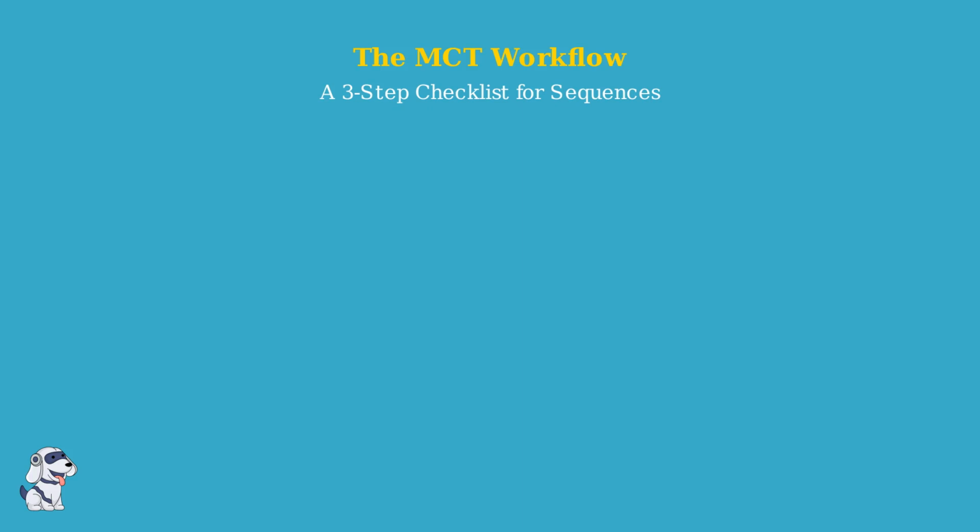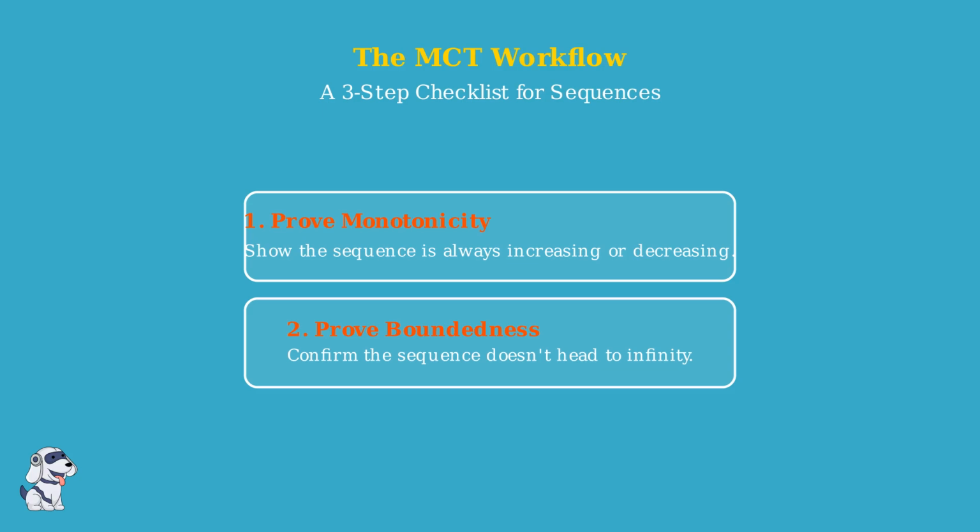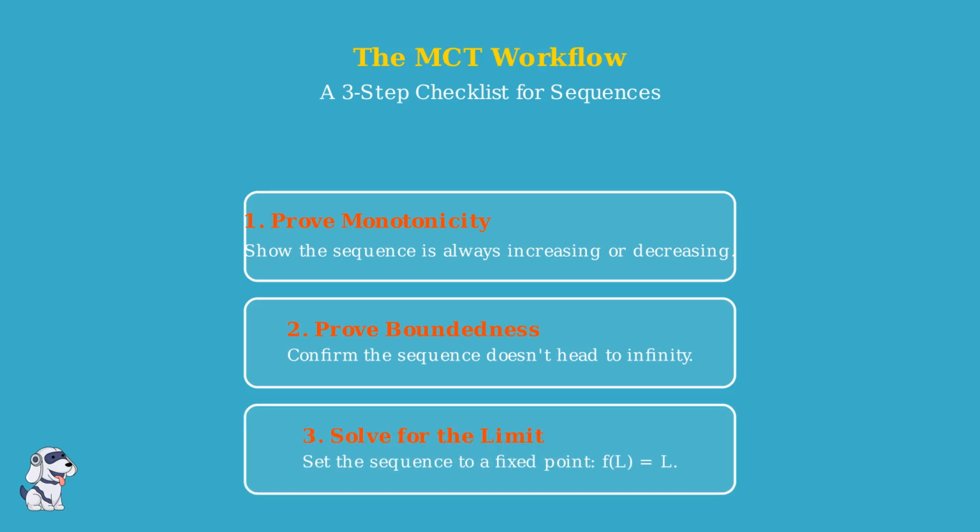To use the monotone convergence theorem, we follow a simple three-step checklist. This workflow turns a complex problem into an organized strategy. First, prove the sequence is monotonic. This means showing that every term is either greater than or equal to, or less than or equal to the previous one. Second, prove the sequence is bounded. We need to confirm it stays within a specific interval, so it cannot grow infinitely. Finally, once convergence is guaranteed, we can find the limit by setting the sequence to a fixed point, where f of L equals L, and solving for L.